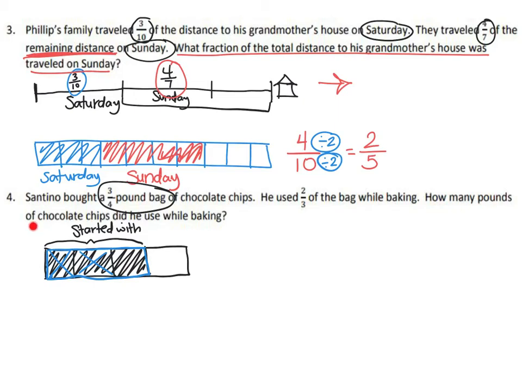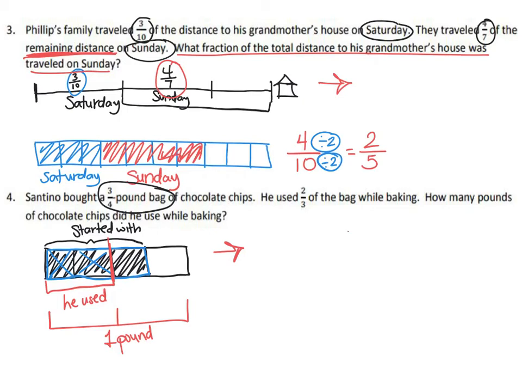How many pounds of chocolate chips did he use while baking? So he used this much. The whole is what? The whole was 1 pound bag. Correct? The whole was 1 pound. And he used this much of it. What would we call that? We would call it half. So how much did he use while baking? He used half of the bag. Write your sentence here.